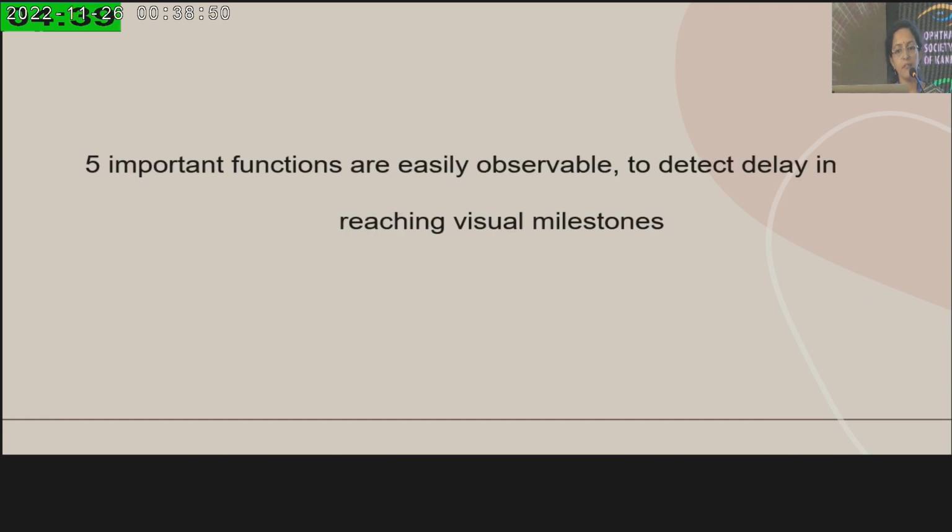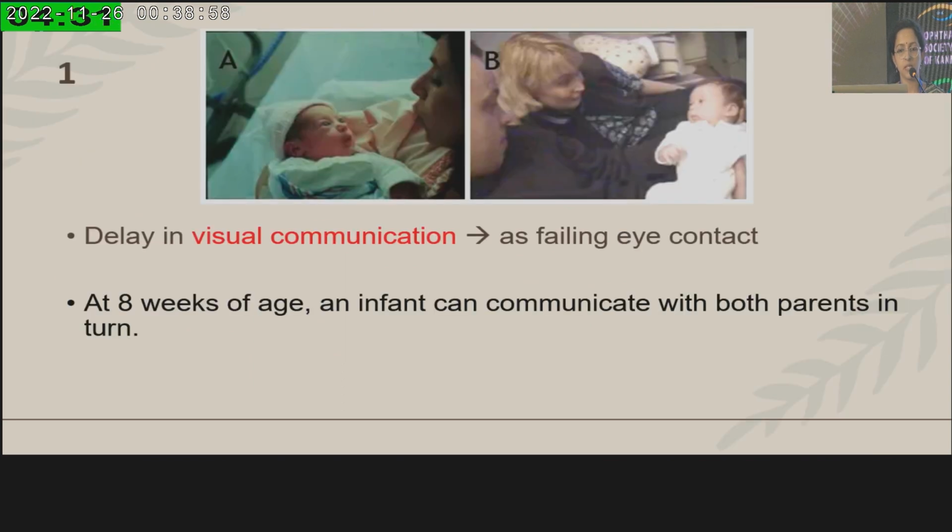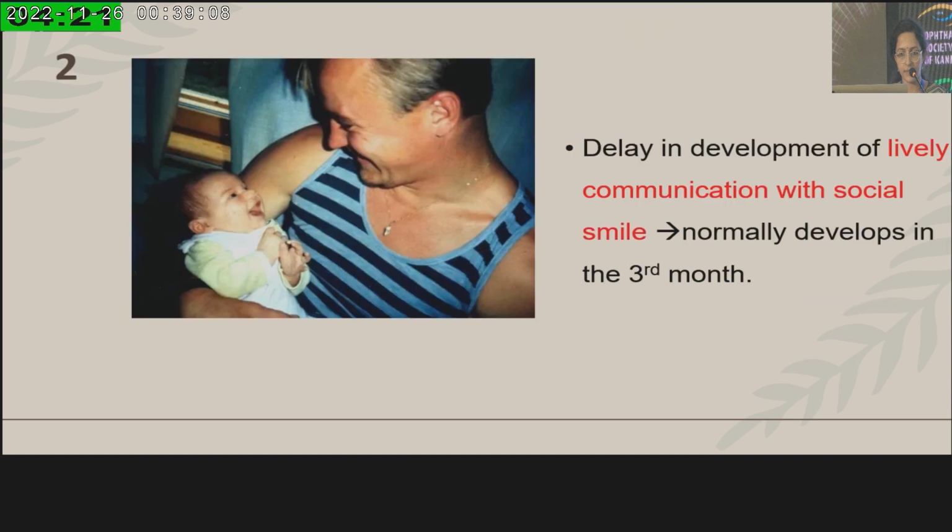And 5 important functions already told by Sujata madam. These are easily observable and they help us to pick up any delay in reaching the visual milestones. Number 1, visual communication. Any delay manifests as a failing eye contact. By 8 weeks of age, an infant should be able to communicate with both parents in turn. Lively communication with social smile normally develops in the 3rd month.